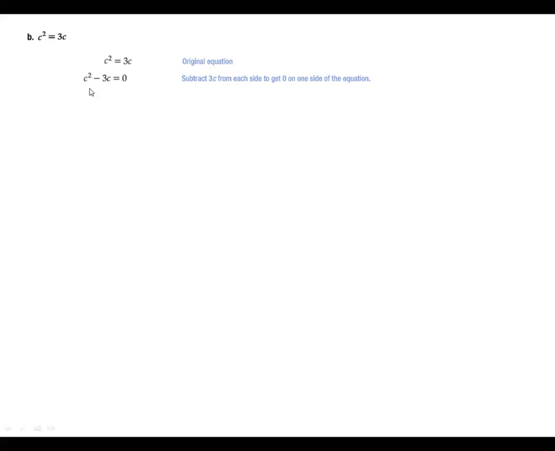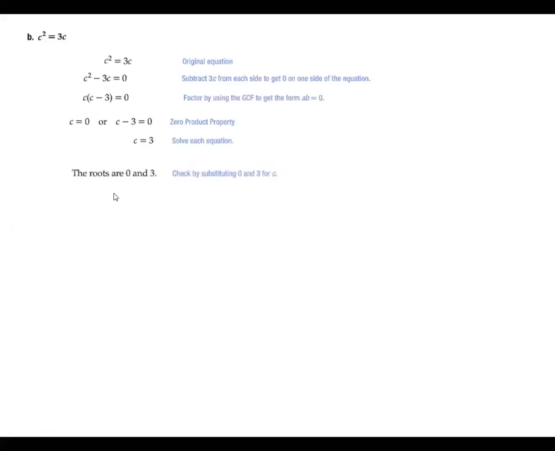So I can factor out the GCF, which is a c from both of them. So I have c times c minus 3. Now I have the product here, c times c minus 3. Set each factor equal to 0. c equals 0, c minus 3 equals 0. This one's already solved, so I don't have to do anything else. This one, just add 3 to both sides and you get c equals 3. Pretty cool, huh?